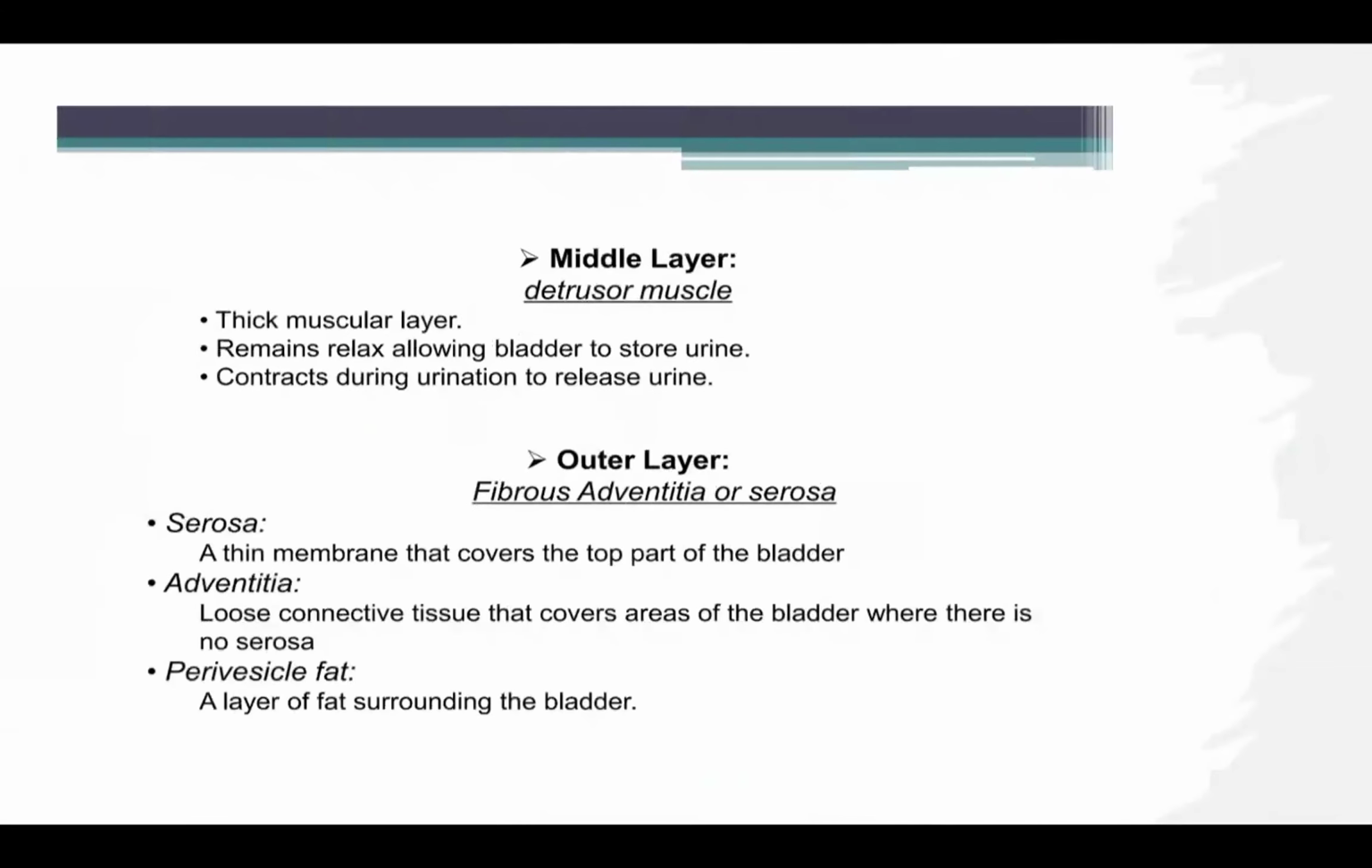Middle layer, detrusor muscle, thick muscle layer remains relaxed, allowing bladder to store urine, contracts during urination and releases urine. Outer layer, fibrous adventitia or serosa, a thin membrane that covers the top part of the bladder. Adventitia, loose connective tissue that covers areas of the bladder where there is no serosa. And perivesical fat, a layer of fat surrounding the bladder.